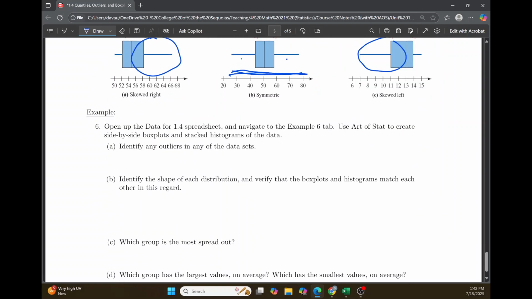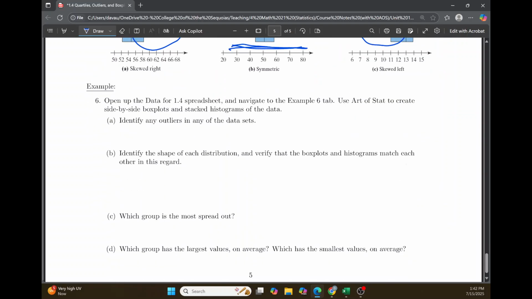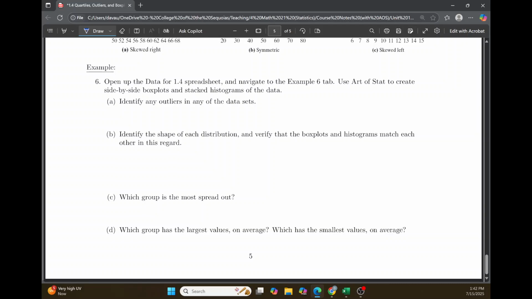Okay. So we'll do one more example. It says, open up the data for 1.4 spreadsheet and navigate to the example 6 tab. Use Art of Stat to create side-by-side box plots and stacked histograms of the data. So we'll do that together. And then we'll have a bunch of follow-up questions. So let's head over to Art of Stat.